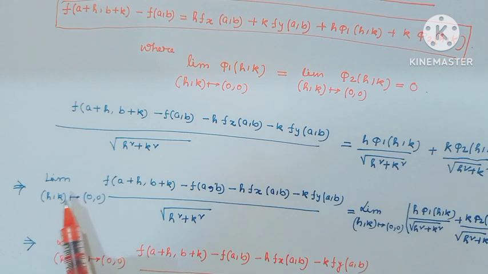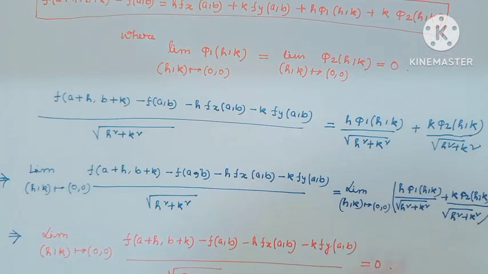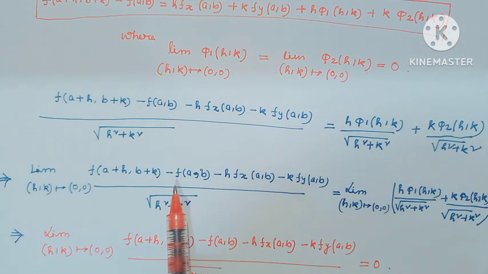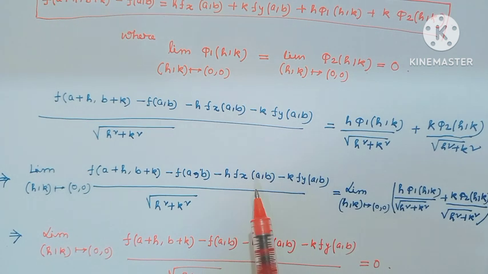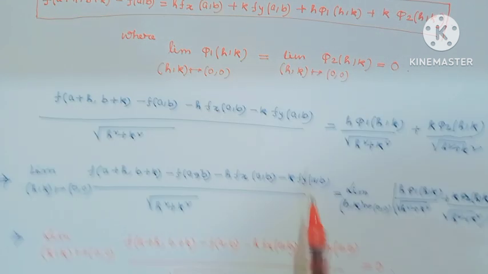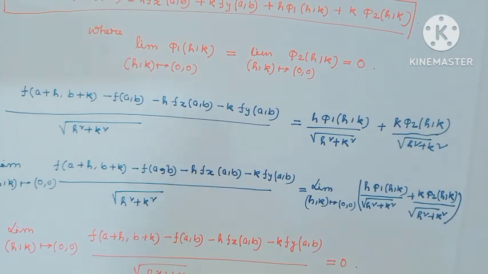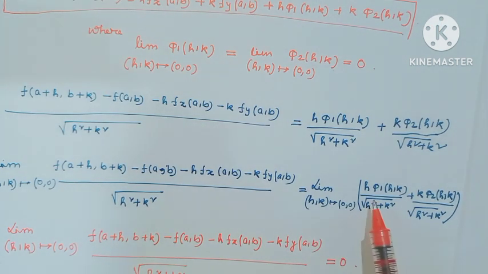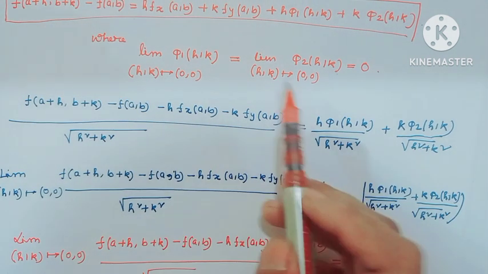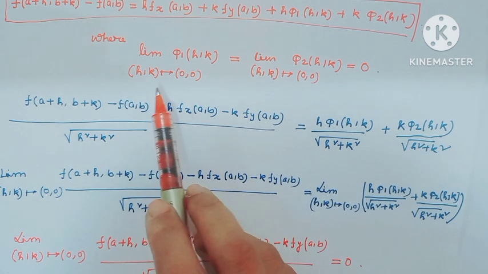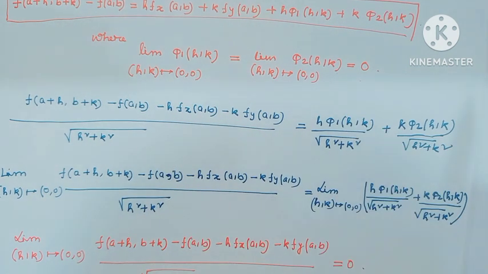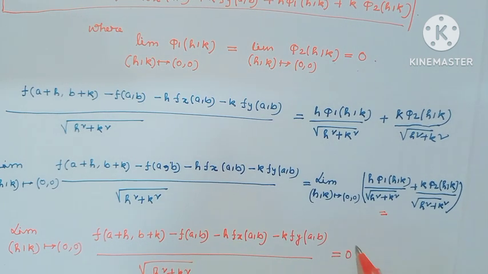Then apply the limit as (h, k) tends to (0, 0) of f(a+h, b+k) - f(a, b) - h fx(a, b) - k fy(a, b), which equals the limit of h phi1(h, k) divided by the square root of h square plus k square, plus k phi2(h, k) divided by the square root of h square plus k square. Since phi1 and phi2 go to 0 as (h, k) tends to (0, 0), this value is equal to 0.